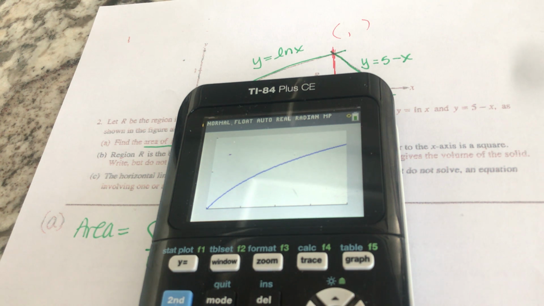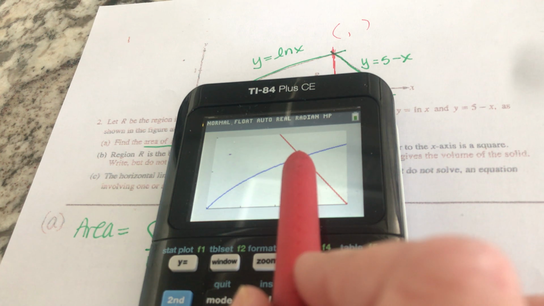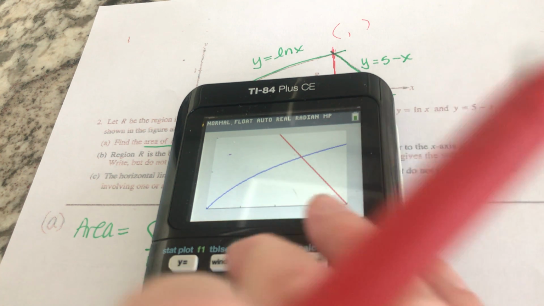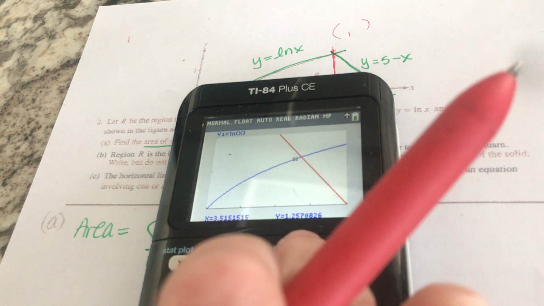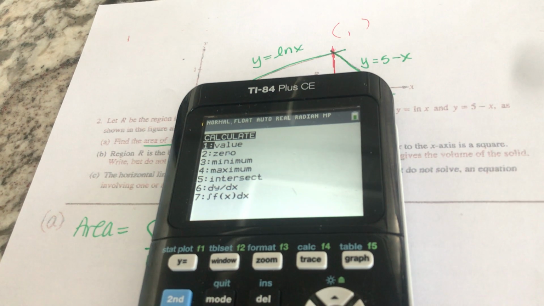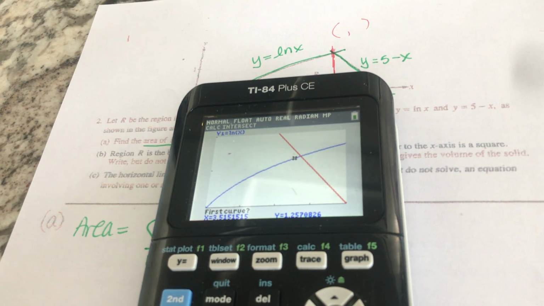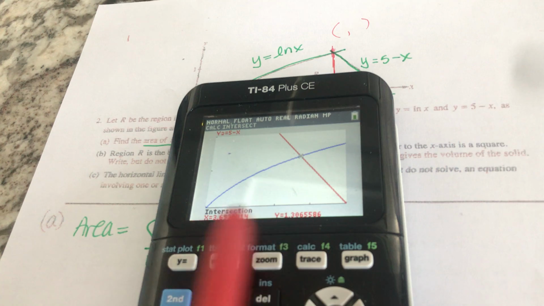Sorry about that. That's the natural log of X. That's Y equals 5 minus X. I need to know that X value right there. So I'm going to hit trace, move closer to it. I'm going to hit second, calculate, and then we need 5. That's going to give us the point of intersection. It should say first curve, enter. Second curve, it automatically jumps to it. I don't know if you can see that. Enter, guess, enter. And then the X value and the Y value are right here.